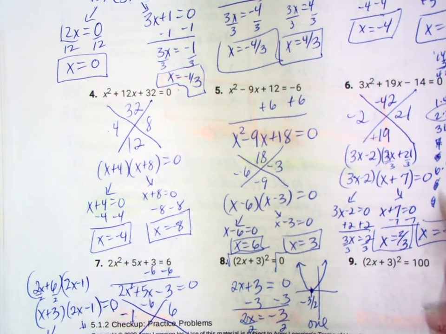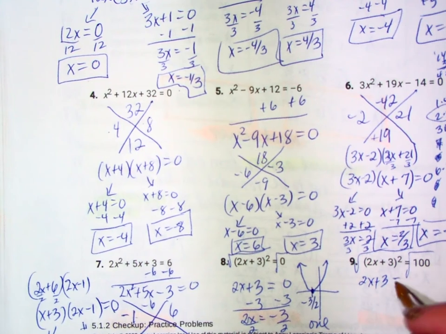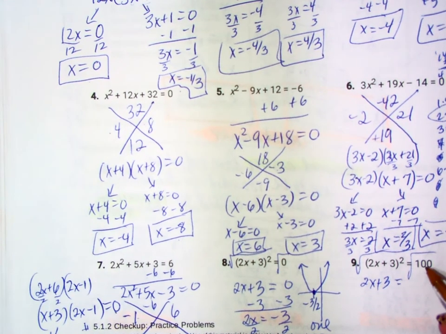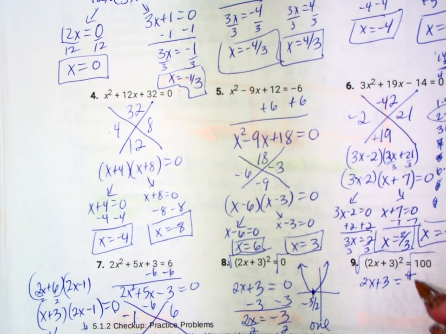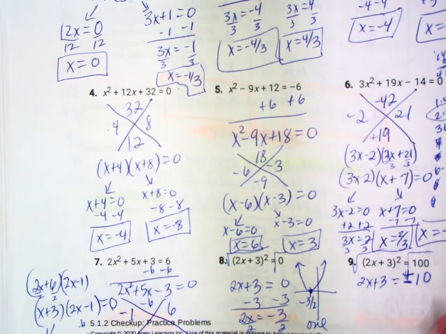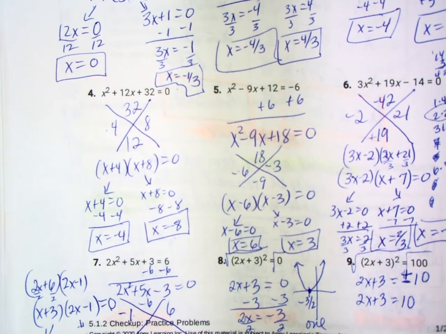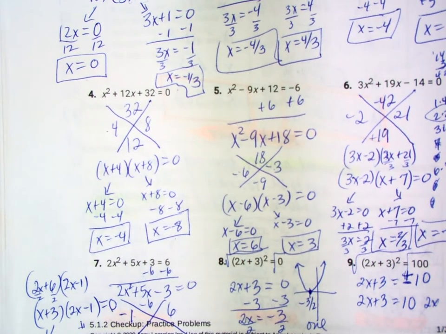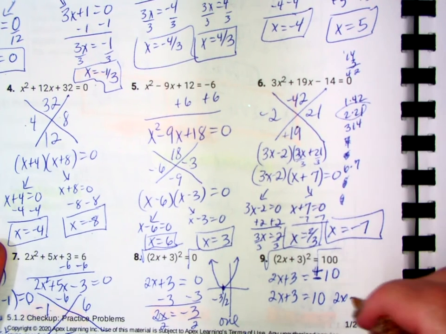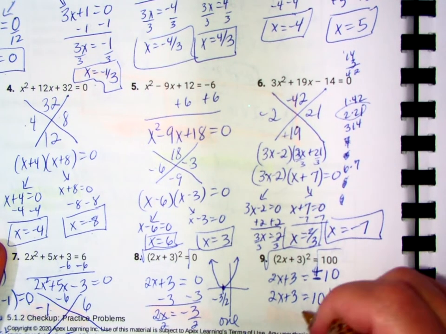Okay, let's go do this one. Square root of both sides. We get 2x plus 3 is equal to, hold on a minute, the square root of 100 is plus or minus 10. So two things are going to happen here. 2x plus 3 could equal positive 10, or 2x plus 3 could equal -10. And now we solve both of these situations.